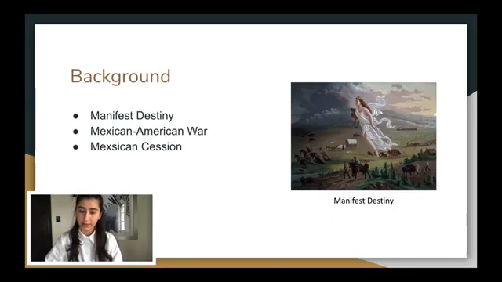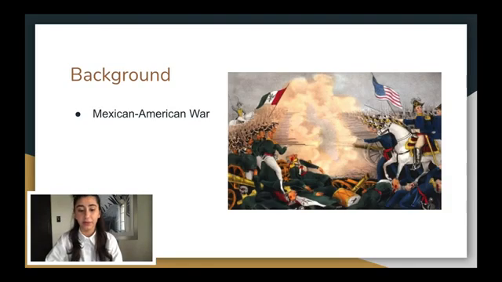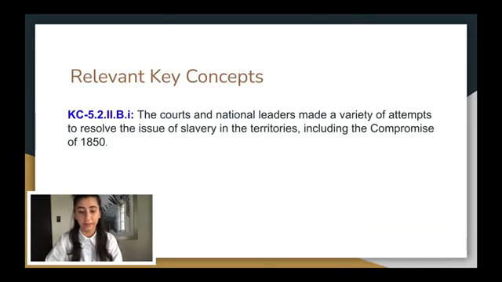But before explaining this compromise in detail, some background. Let's take a look at the concept of manifest destiny. Manifest destiny was the idea that created the belief of American settlers' destiny to expand across North America. This belief led to the beginning of the Mexican-American War, after which the United States gained a vast amount of territory in the Southwest and in which the status of slavery was a topic of intense debate in the years leading up to the Compromise of 1850.